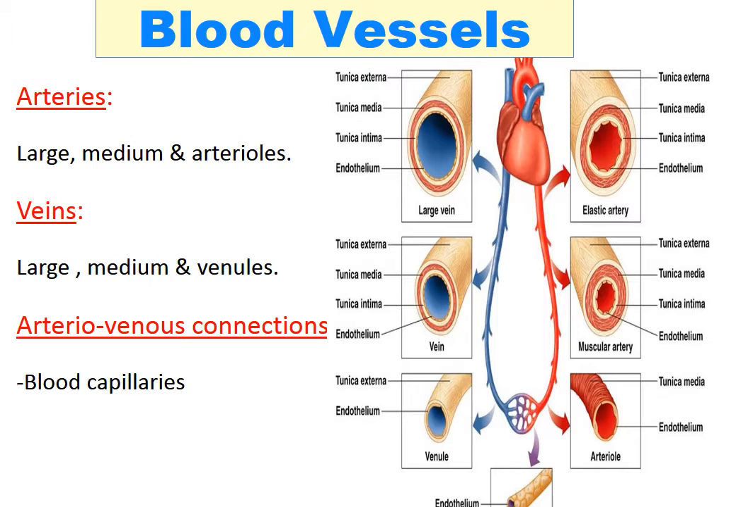Blood vessels are divided into arteries, veins, and arteriovenous connections, which are the connections between the arteries and the veins. That's to say, it is the blood capillaries.